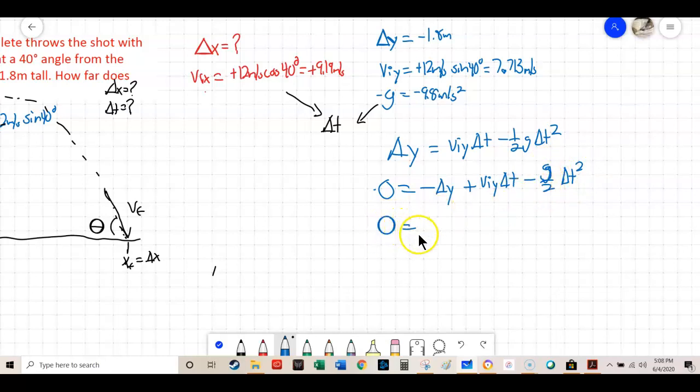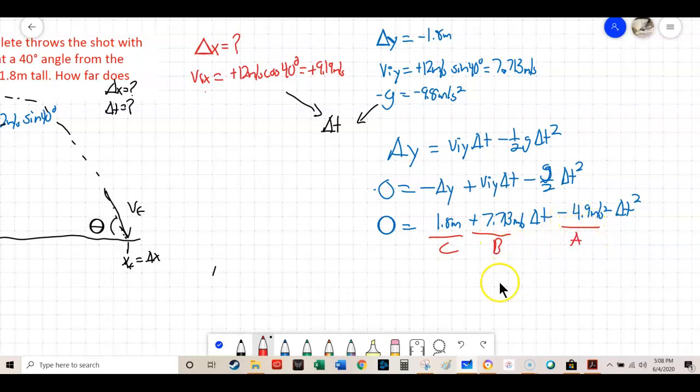Okay, so basically if delta y is negative, so this is going to be 1.8 meters, it's a negative of a negative, plus 7.713 meters per second delta t minus 9.8 divided by 2, which is negative 4.9 meters per second squared delta t squared. So again, this is going to fall into C. Positive 7.713 is going to be our B, and negative 4.9 is going to be our A.